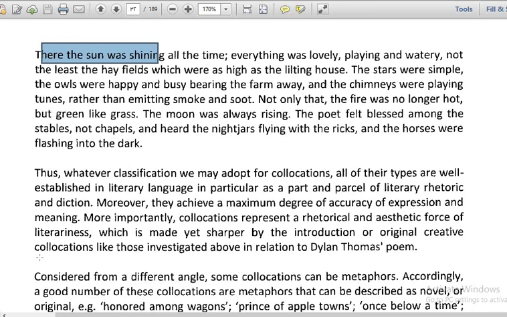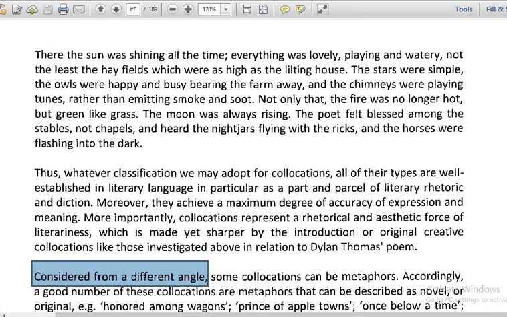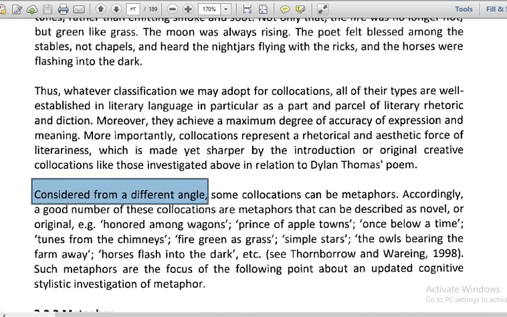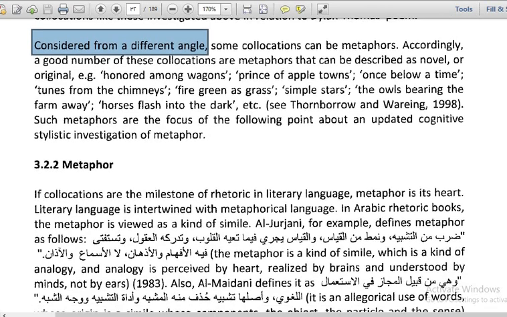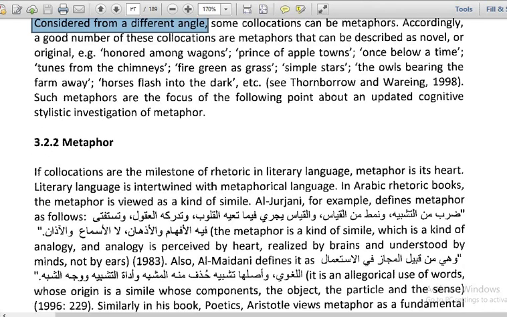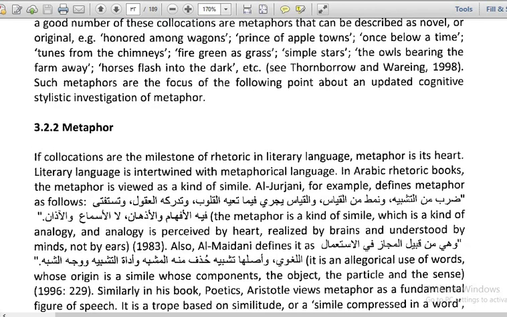Considered from a different angle, some collocations can be metaphors. Accordingly, a good number of these collocations are metaphors that can be described as novel or original, such as honored among wagons, or prince of apple towns, or once below a time, or tunes from chimney. You need to support your answer with these examples. It's important.